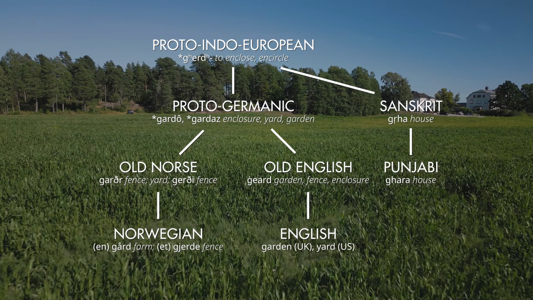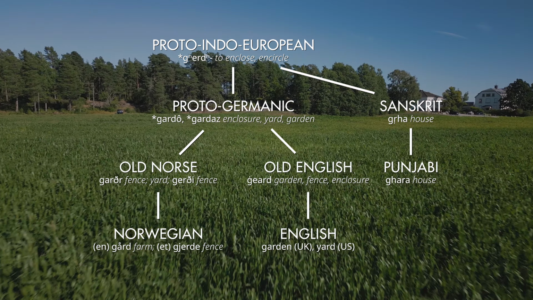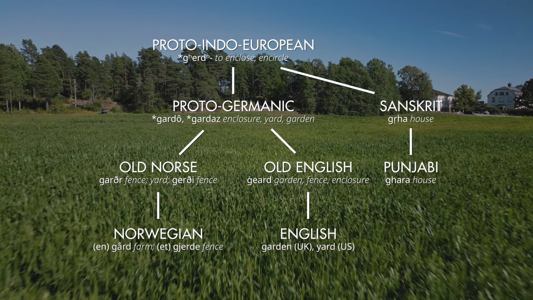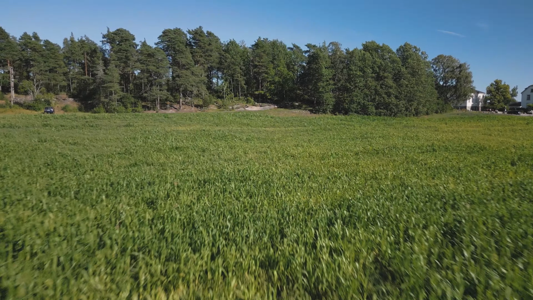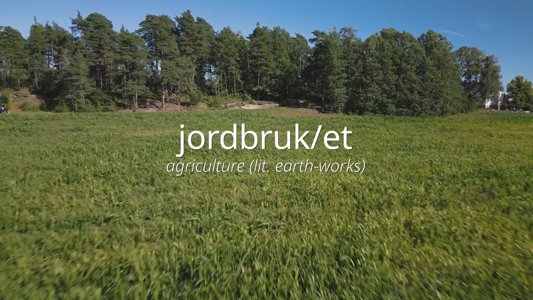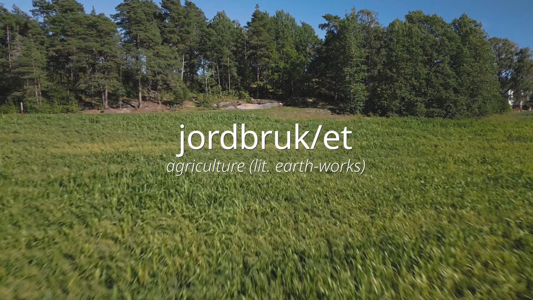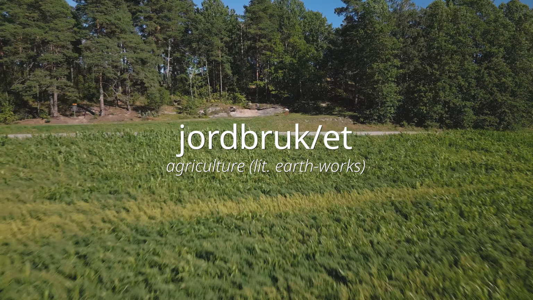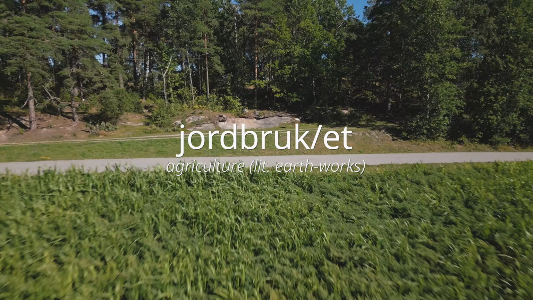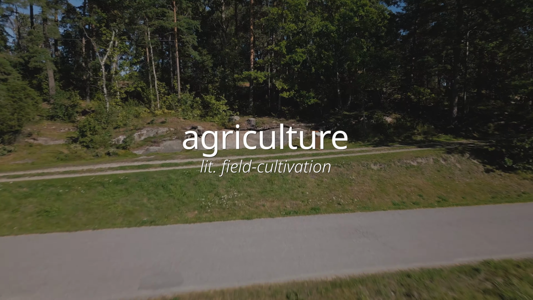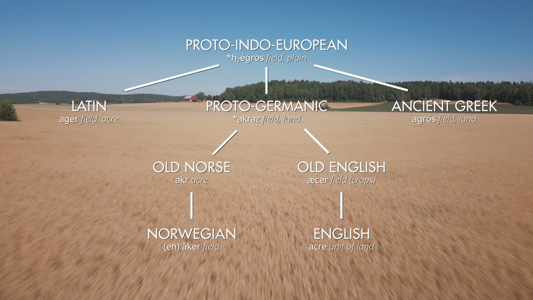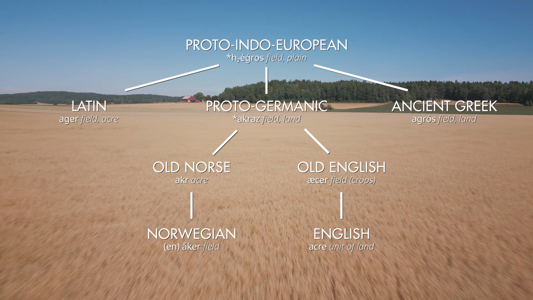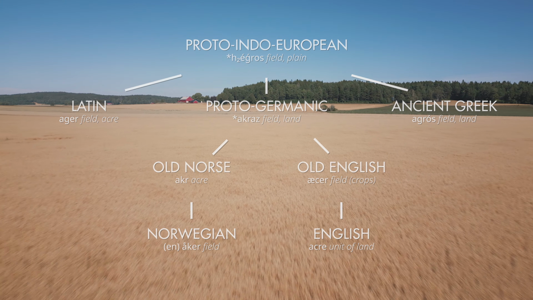In Norwegian, we can derive the aforementioned gård, meaning farm, and gjerde, meaning fence, which are both cognate with English garden and American English yard. Jordbruk is a compound word meaning agriculture. Jord is cognate with earth, and just like English, refers to both the soil and the planet. Agriculture is a Latin compound word meaning field cultivation. The first part, ager, is cognate with ancient Greek agros, Norwegian åker, and English acre.